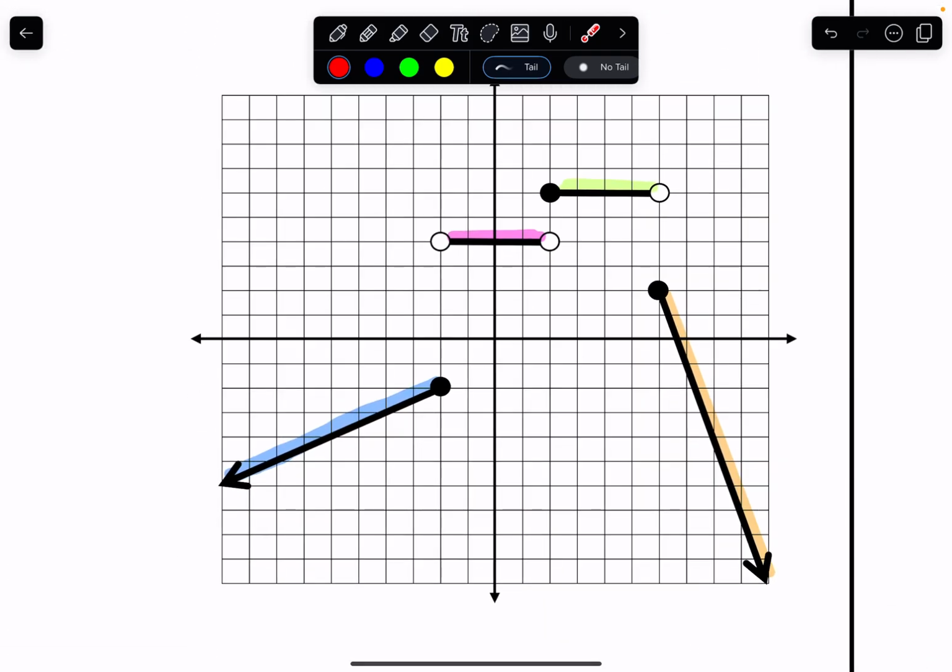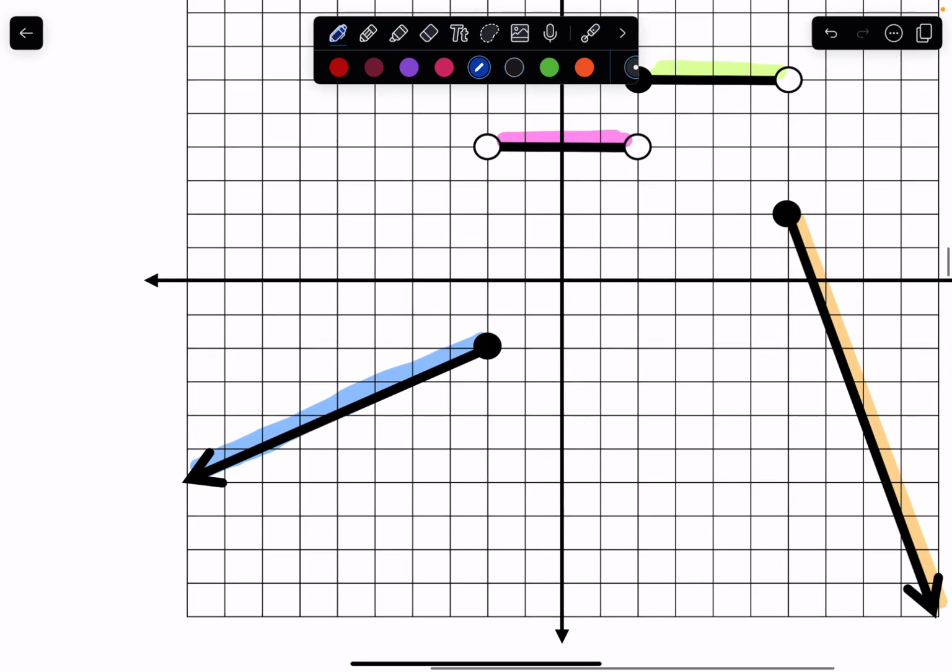It's not wrong, it's just not the most correct. Okay, so let's start with the blue one. So I just want to write the equation of this line. I want to know, what is this line in slope-intercept form? So I can just pick any 2 points on this line. Here's 2 good points.